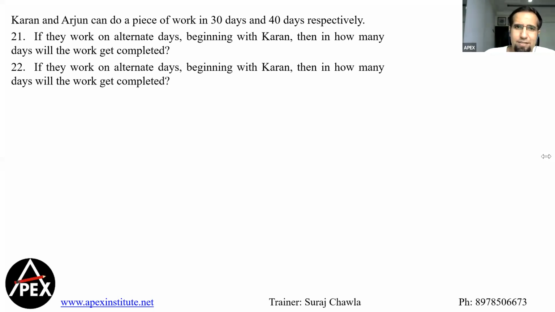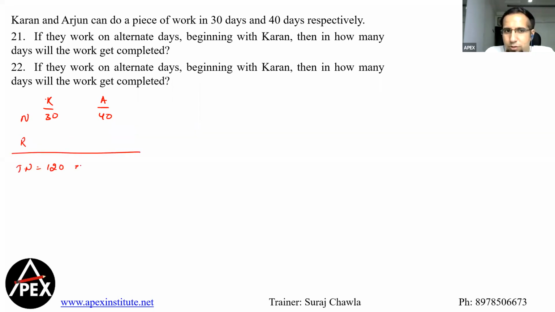Let's see this, guys. So now you see that the total work is not divisible by efficiency because Karan does 30 and Arjun does 40. Okay, no? So what total work do we get? Total work will be 120 units. Karan does 4, Arjun does 3. So together they are doing how much? 7.